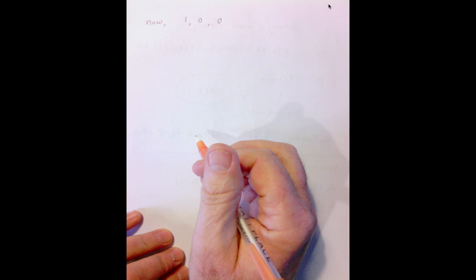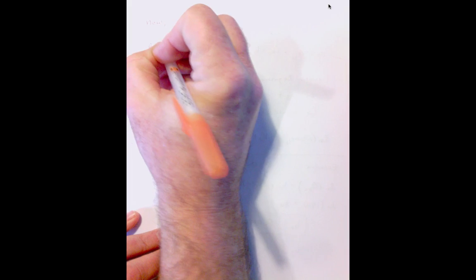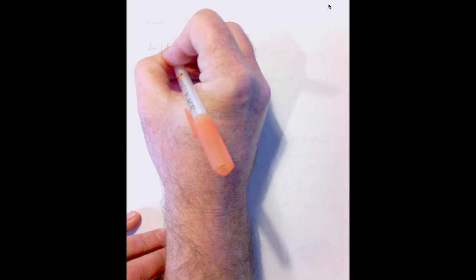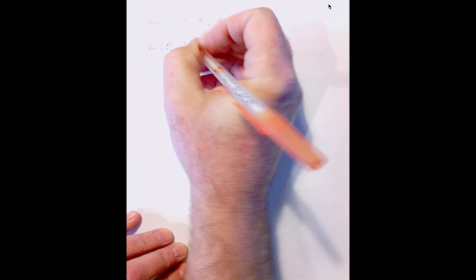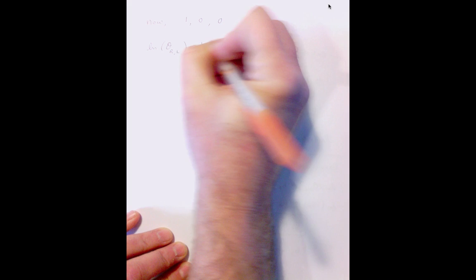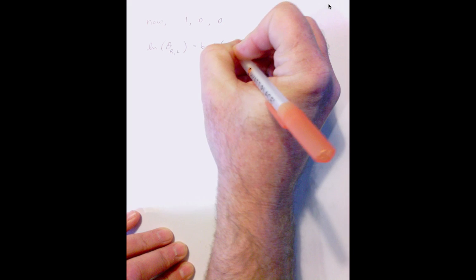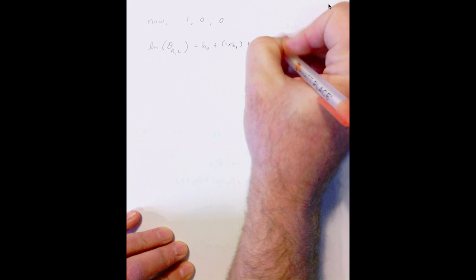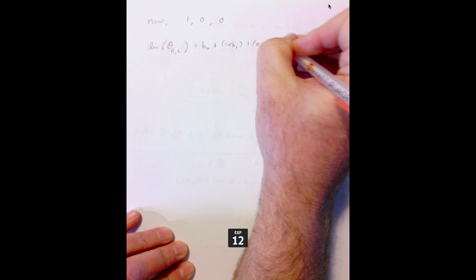All right, gang, what I want to do next is look at the next entry, which is 100. So that's going to represent when we have a Republican who is pro-life. So we want to take the natural log of the observed value for a Republican who is pro-life. And this is going to be B0 plus 1 times B1 plus 0 times B2 plus 0 times B3.